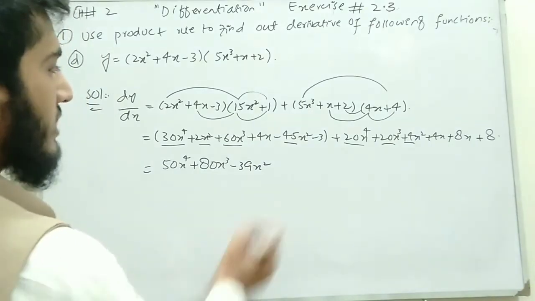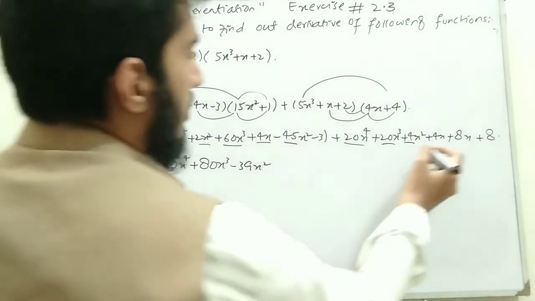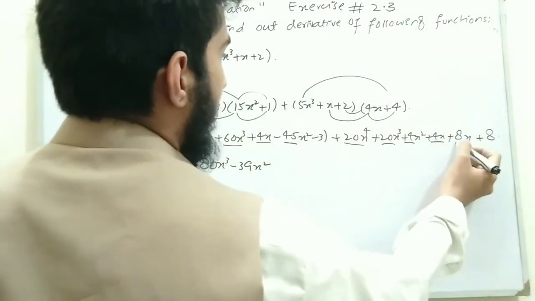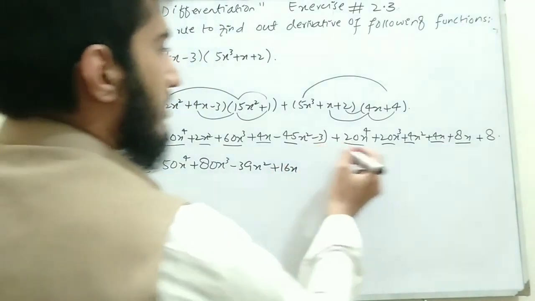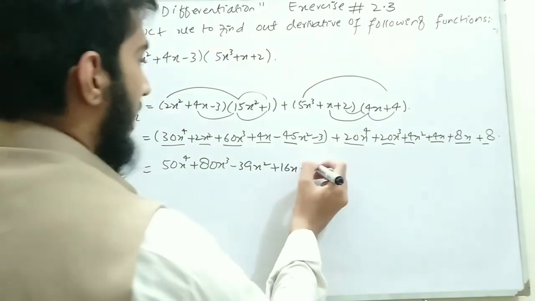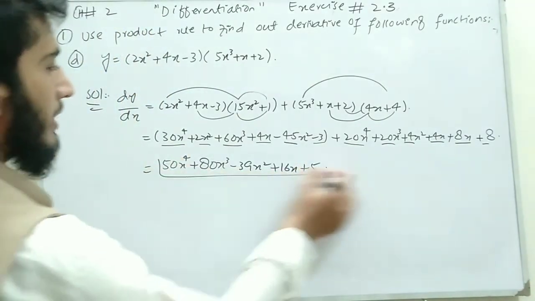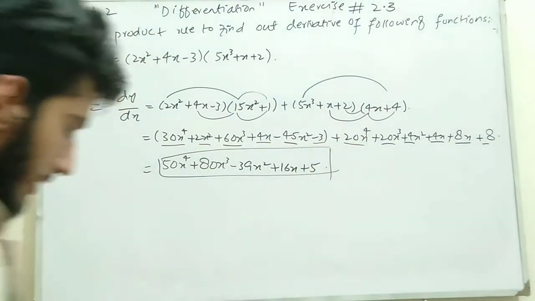After this, the lowest degree is x, so 4x plus 4x gives us 8x, and plus 8x gives us plus 16x. After this, minus 3 and plus 8 will give us a value 5. So this is actually the derivative of the product of the given two functions for part D.